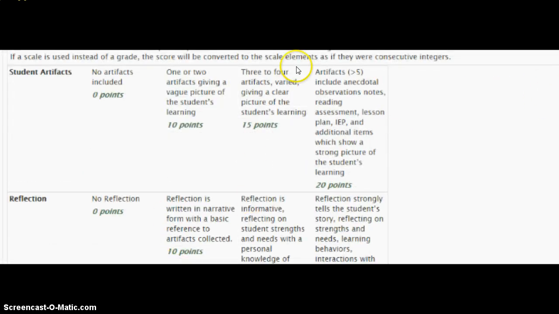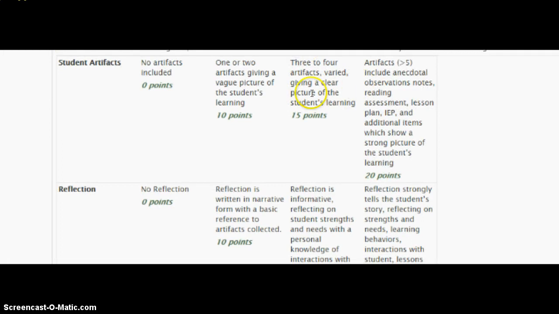If you look over the rubric, you will see there are some fine differences between the 20 and 15 point categories, so I urge you to compare and contrast those very carefully. First, you need more than 5 artifacts, including the anecdotal records, the reading assessment that you conducted, the lesson plan that you created this week. Now, when it says IEP, the IEP itself, the whole document, is not what I'm looking for. I'm looking for key components, perhaps one page of the document that you really wanted to most especially speak to. And then any additional items which show a strong picture of the student's learning. Here you've only got 3 to 4 artifacts, whereas the full 20 points is greater than 5.